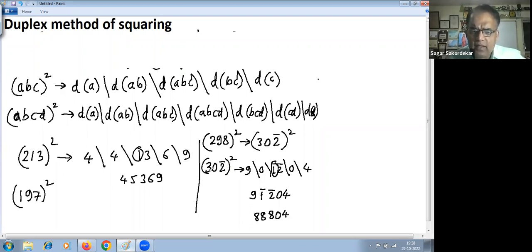3 square. Duplex of 3 is 3 square, that is 9. Duplex of 3, 0 is 2 into 3 into 0. There is 0, so it is directly 0. You don't have to do any calculation. Then the third is duplex of 30 bar 2: 2 into 3, 6; 6 into minus 2 is minus 12. Okay. Then duplex of 0 bar 2, that is 0. And then last, duplex of bar 2 means minus 2 square, that is 4.